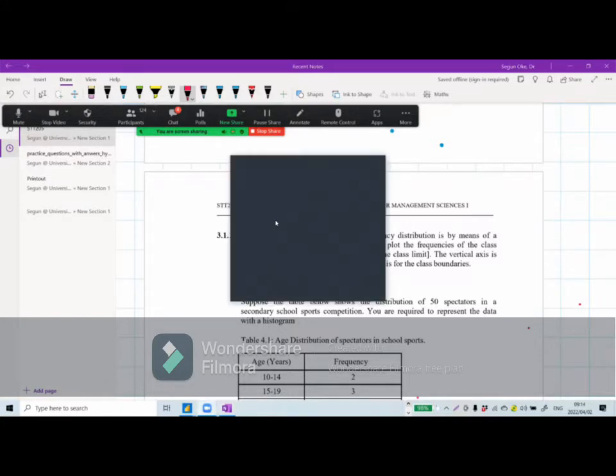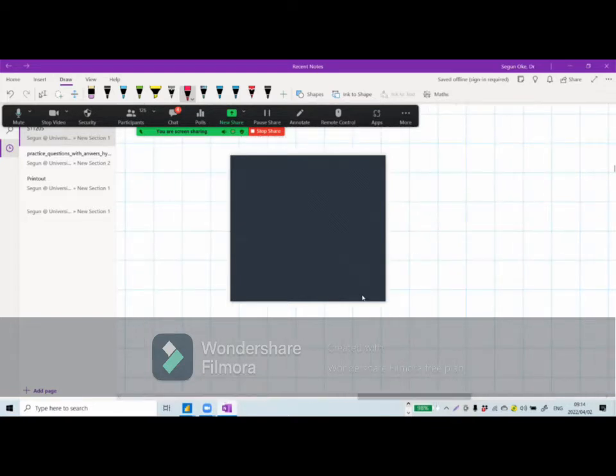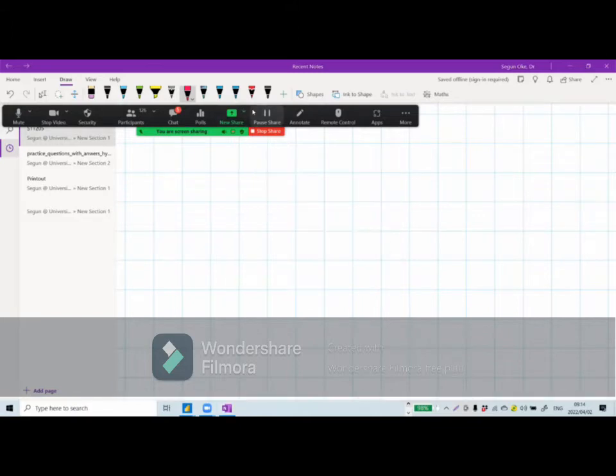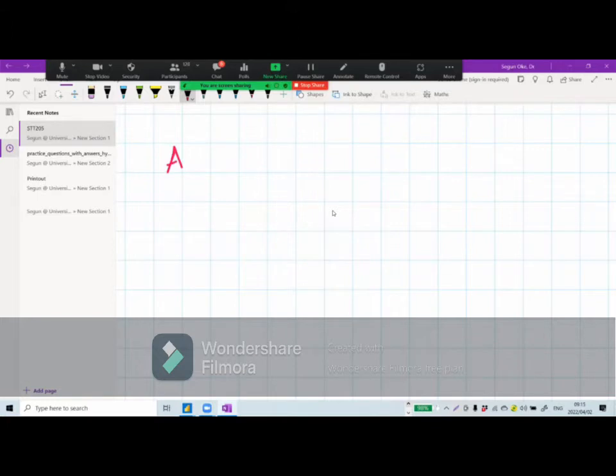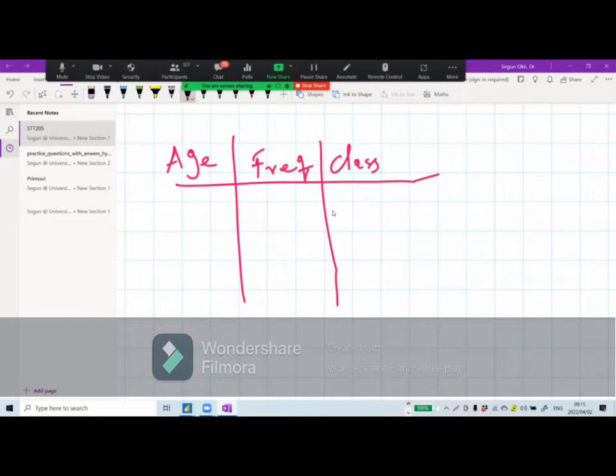So the table, we have age. Just hold on, I'm trying to adjust the screen. Under my table, I have age, I have frequency, and class boundary.